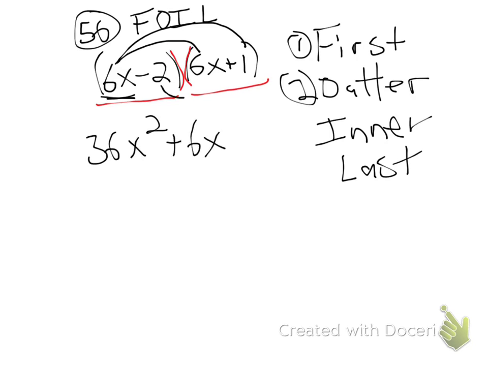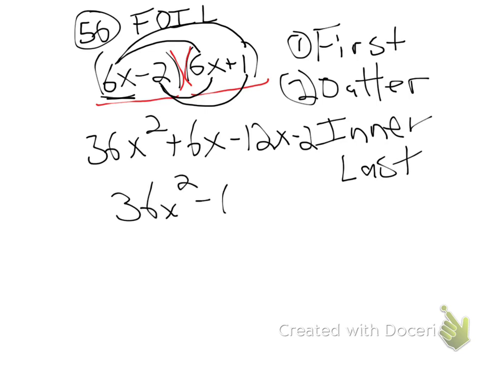Then we do our inner. Negative 2 times 6x is negative 12x. And negative 2 times 1 is our last. And so that'll give us minus 2. 36x squared, we combine our like terms. 6x minus 12x is minus 6x minus 2. And that's our answer.